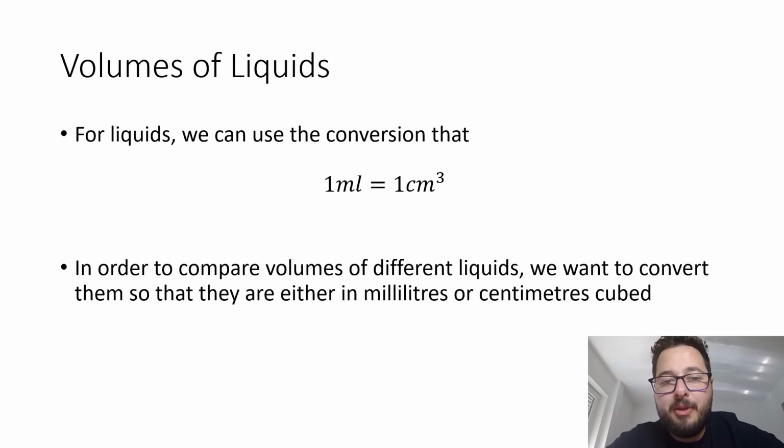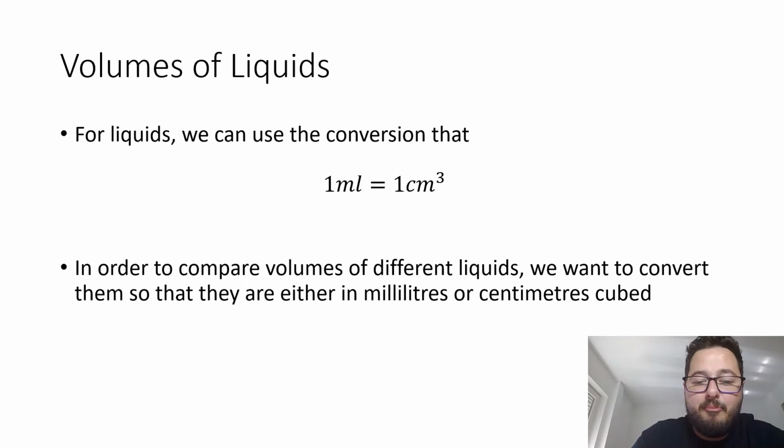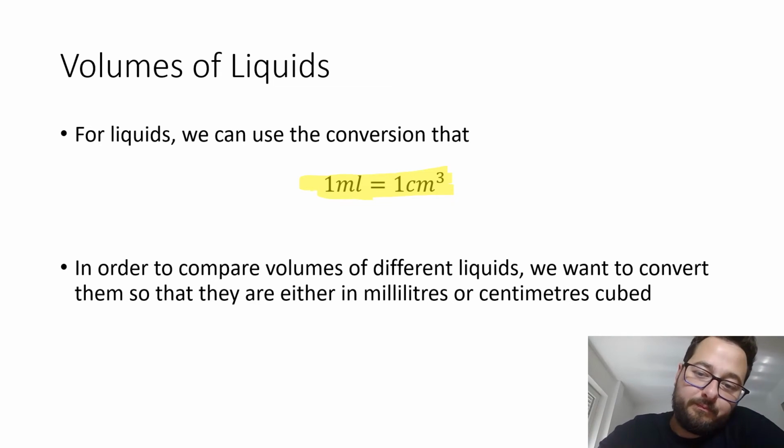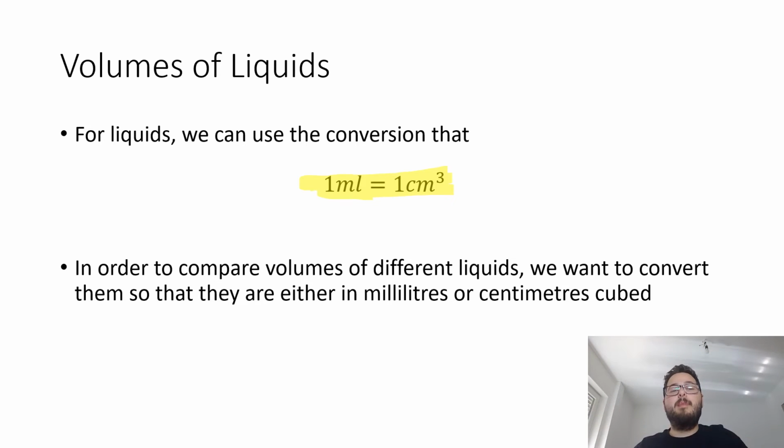Okay, so we're just going to do a little bit on volumes of liquids now, because this can come into these kind of questions. So we just need to remember the fact that 1 milliliter is the same as 1 centimetre cubed. And in order to compare volumes of different liquids, we might need to convert them so that they are either both in milliliters or both in centimetres cubed.